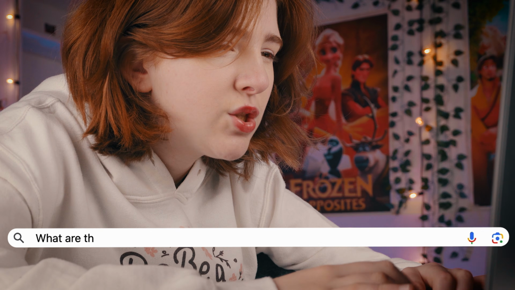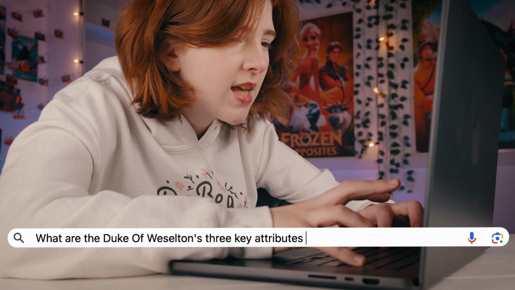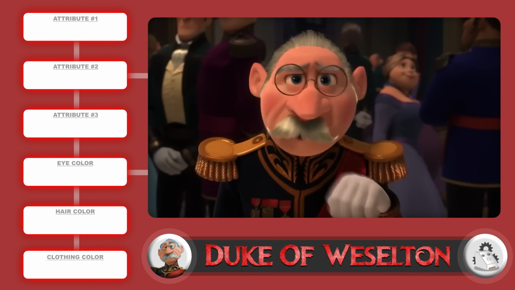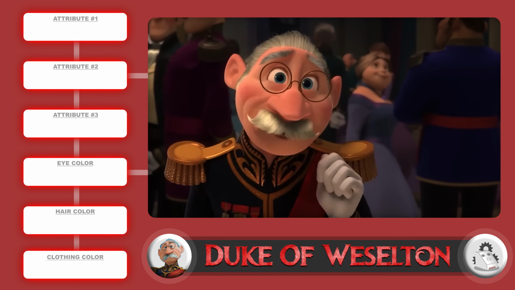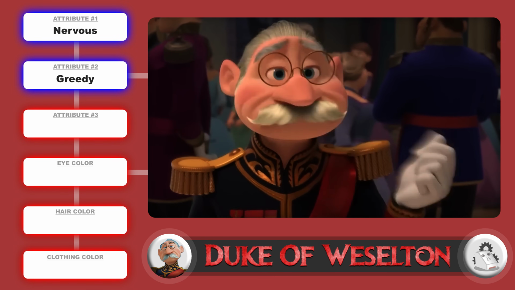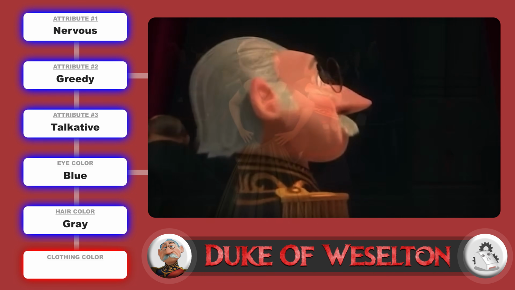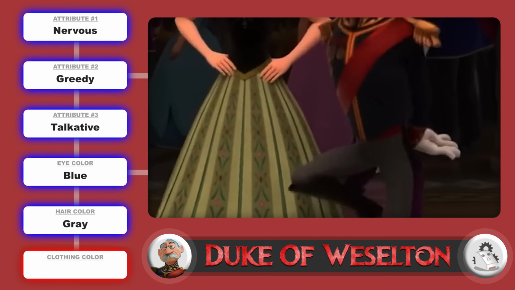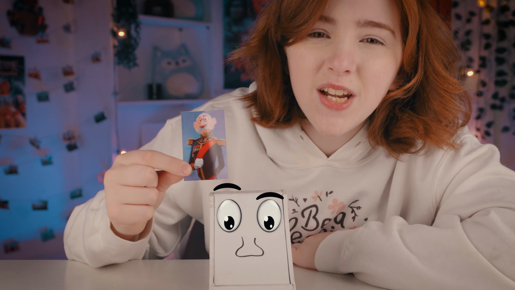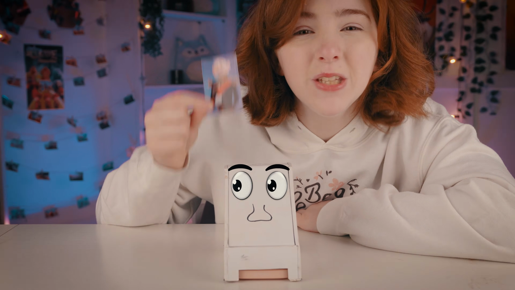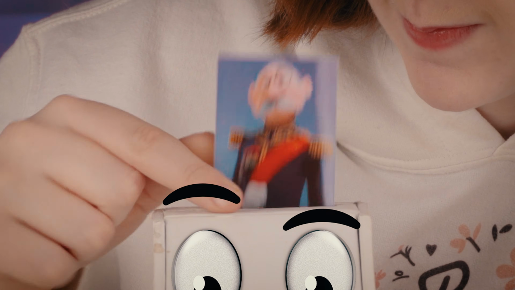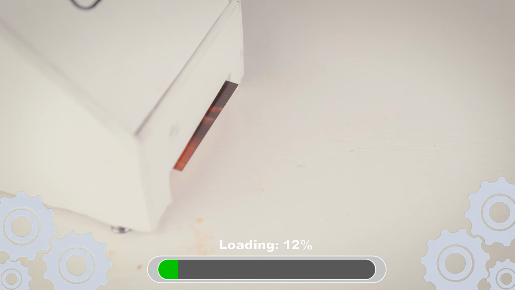Okay, Craig, what are the Duke of Wessleton's 3 key attributes and key colors? For the character Duke, his 3 key attributes are nervous, greedy, and talkative. His eye color is blue, his hair color is gray, and his key clothing color is red. Okay, Craig, turn the Duke of Wessleton into an Arctic animal using these attributes and colors. I think he'll be a weasel.